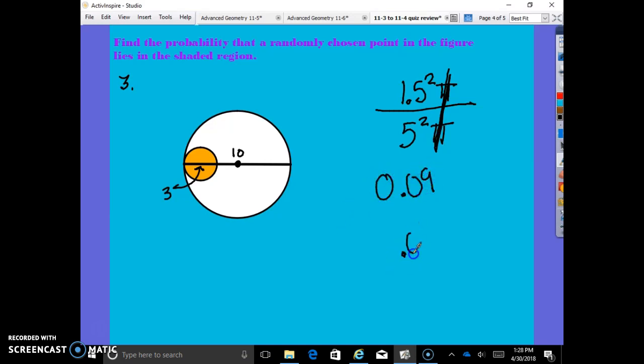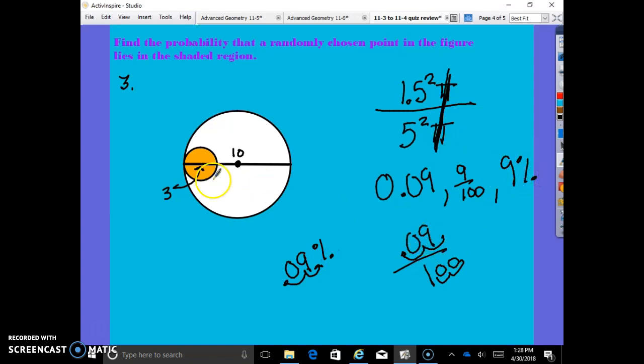0.09. And 0.09 as a fraction, move your decimal over 2 places to get rid of the decimal, would be 9 over 100. So you have 0.09, which is 9 over 100, which as a percentage, move 2 places towards the percent sign and add the percent sign. That is 9%. So you have a 9% chance that it will be inside of this shaded region.